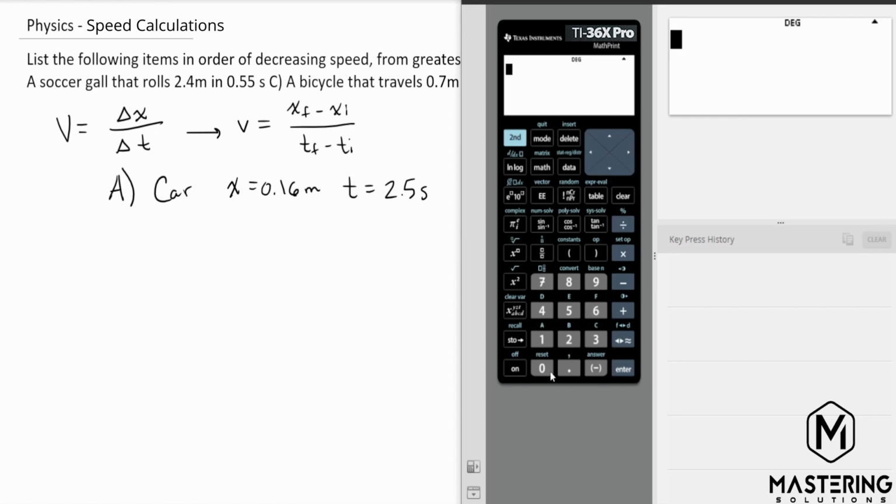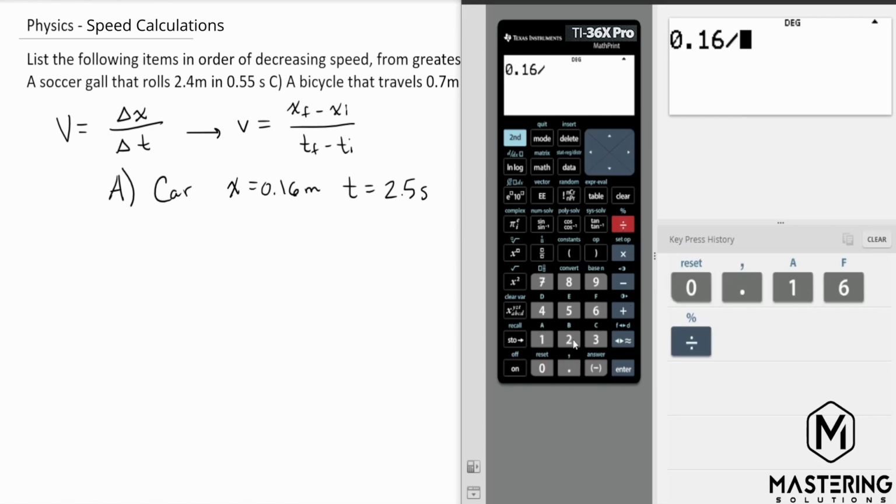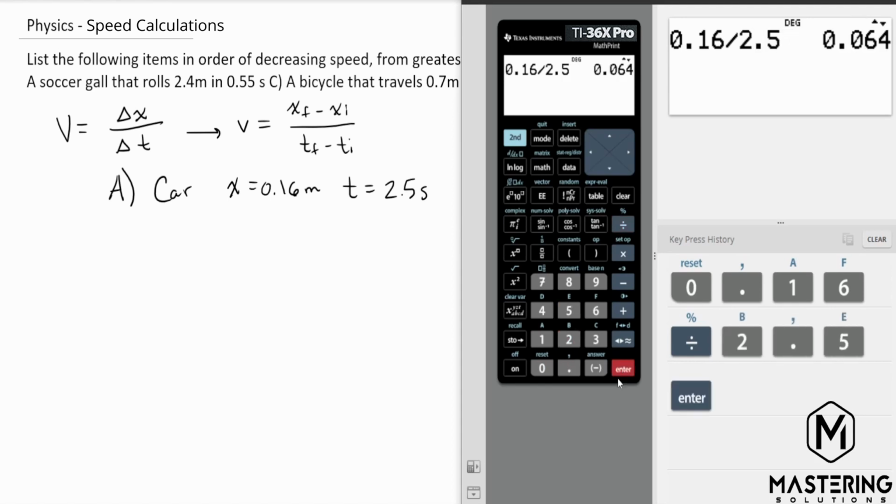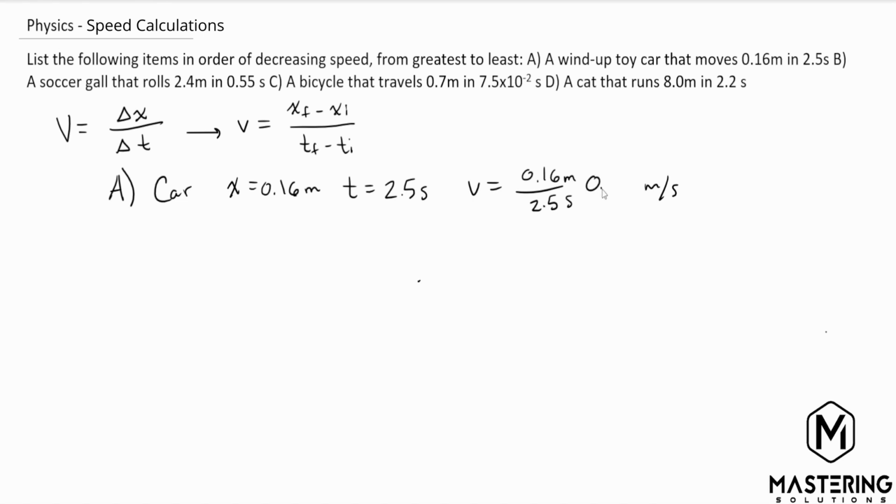So we had 0.16 divided by 2.5, which gives us 0.064, so 0.064 meters per second.